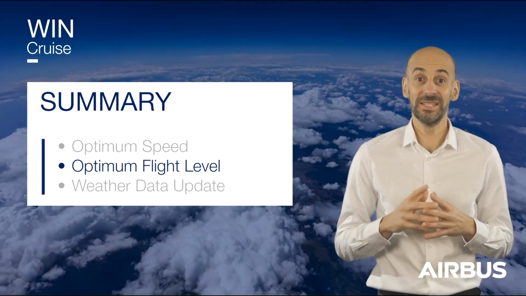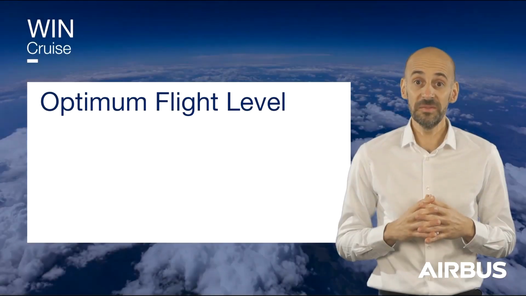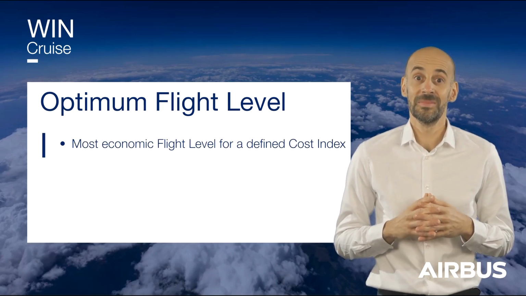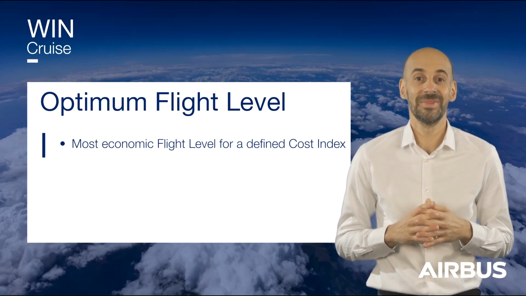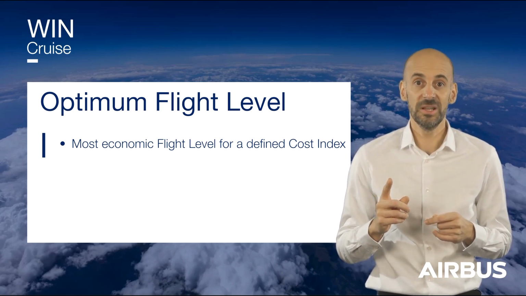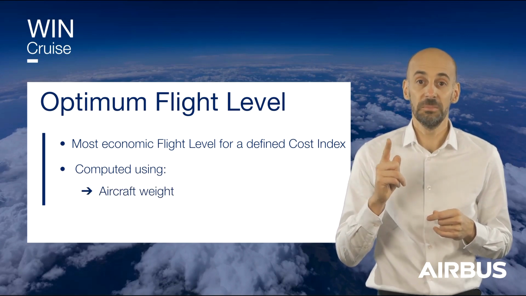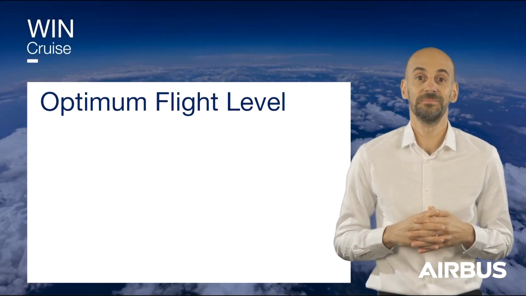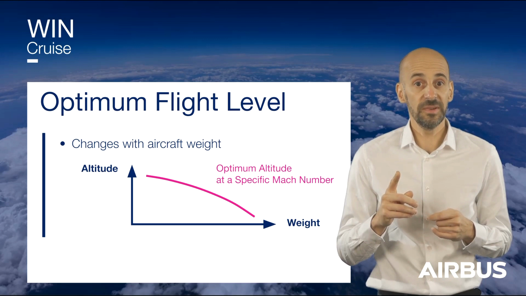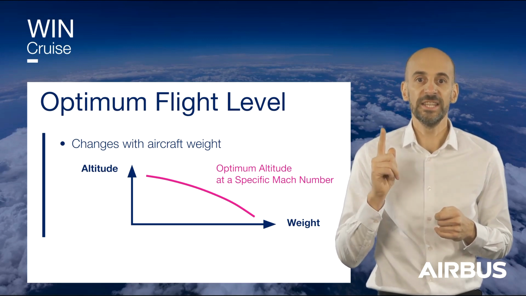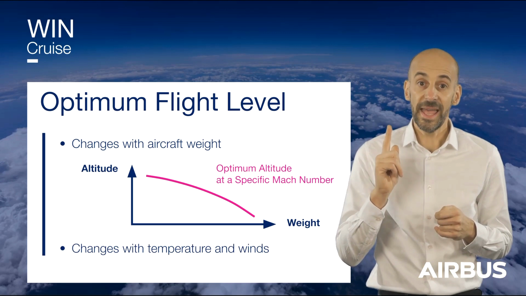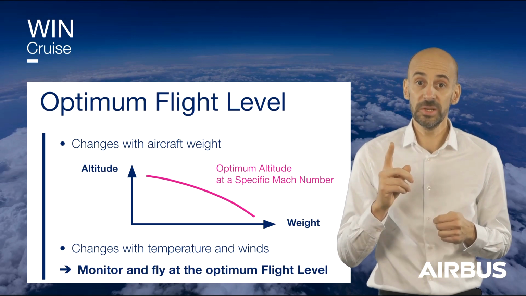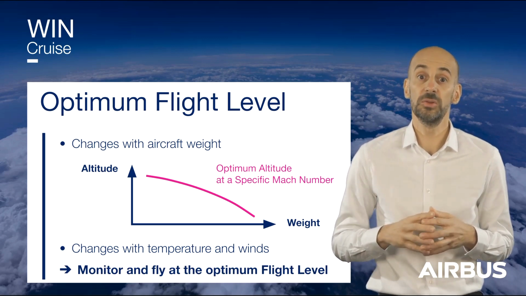Now, let's have a look at the optimum flight level. The optimum flight level is the most economical flight level for a given cost index. How is it computed? The computation of the optimum flight level takes into account the aircraft weight, but also the temperature and winds. Is it the same for the entire flight? During cruise, the optimum flight level is continuously updated and changes with the aircraft weight, external temperature and winds. Therefore, the flight crew should monitor and fly as close as possible to the optimum flight level.